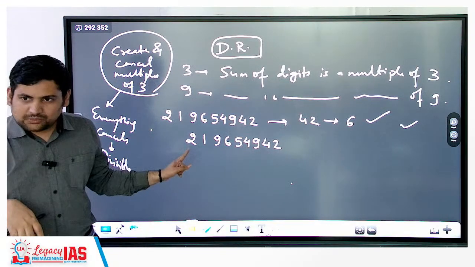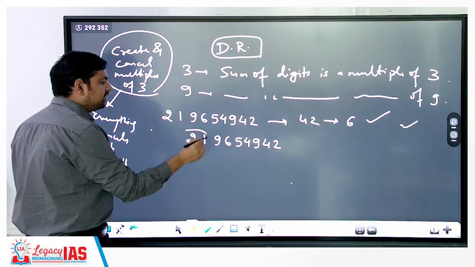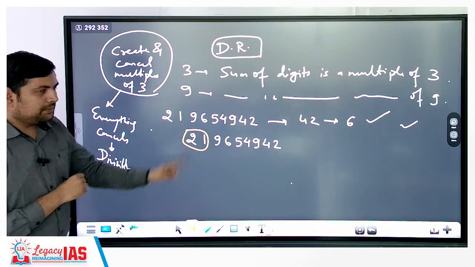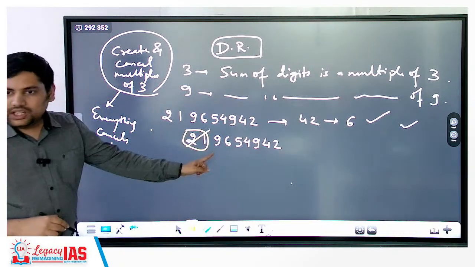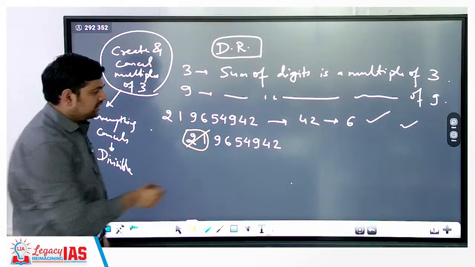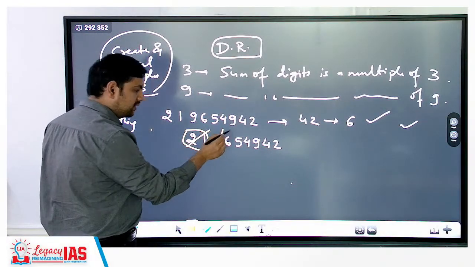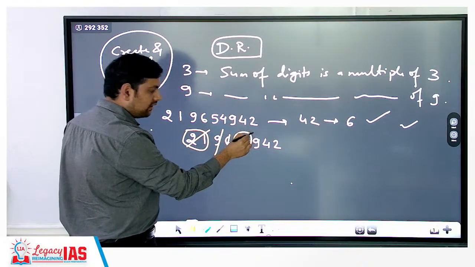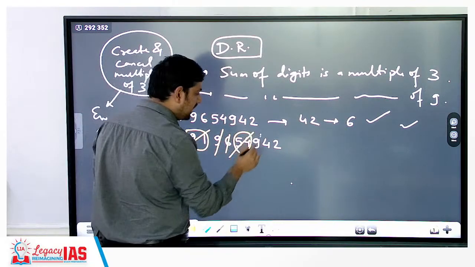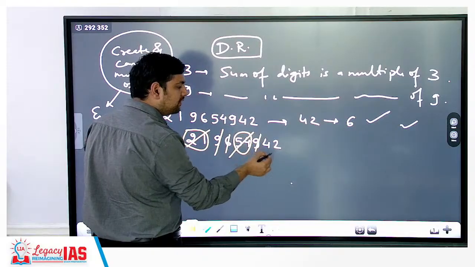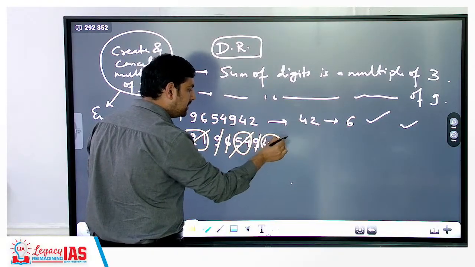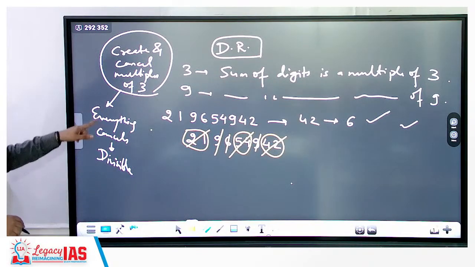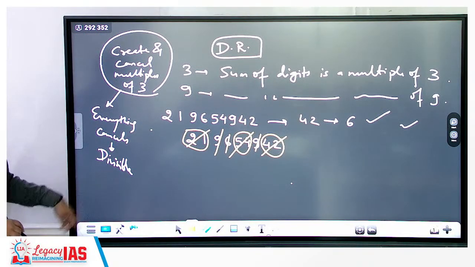So 2 is not a multiple, but 2 plus 1, 3 is a multiple of 3. So I will create multiples like this and I will cancel this out. Is 9 a multiple? Yes, so cancel out. Then 6 also a multiple, cancel out. 5 is not a multiple, but 5 plus 4, 9 is multiple, cancel out. 9 also cancel out. 4 is not, but 4 plus 2, 6. 6 is a multiple, cancel. If everything cancels out, this gives you that it is divisible by 3.